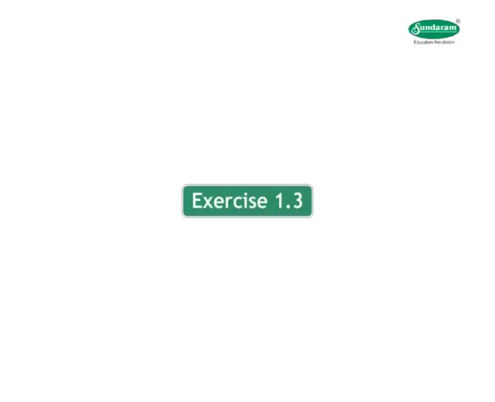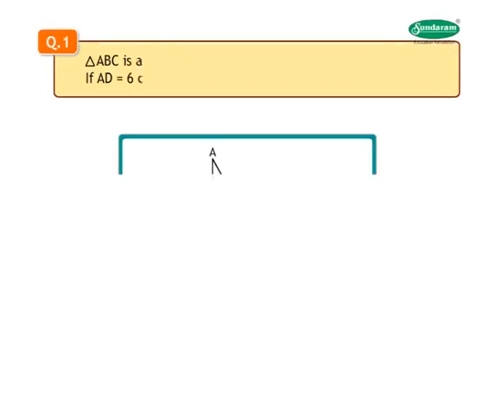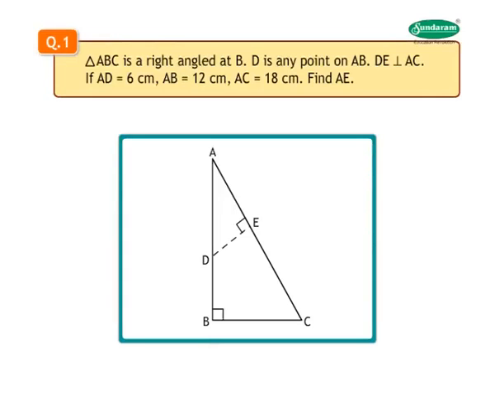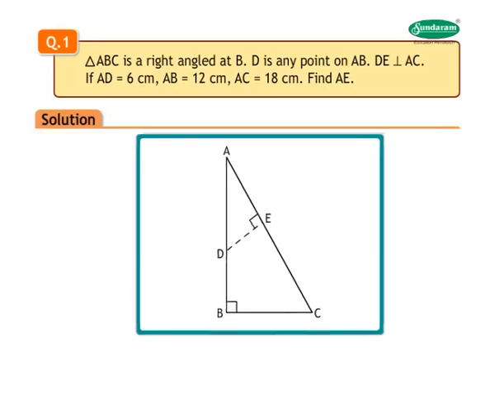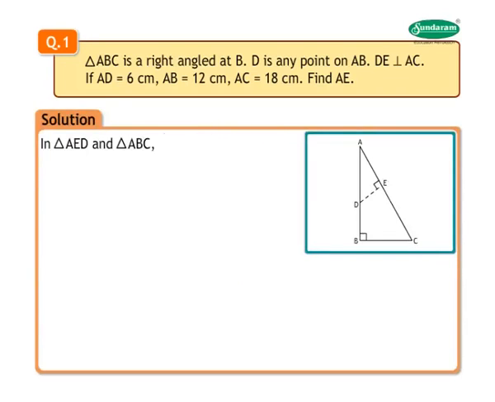Now let's start with exercise 1.3. Question 1. Triangle ABC is right angled at B. D is any point on AB. DE is perpendicular to AC. If AD is equal to 6 centimeters, AB is equal to 12 centimeters, AC is equal to 18 centimeters, find AE.